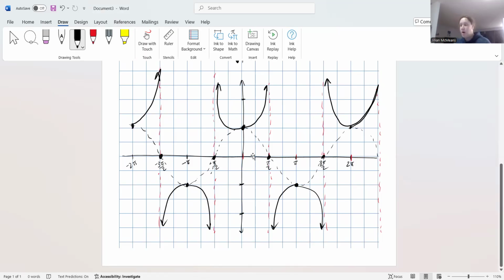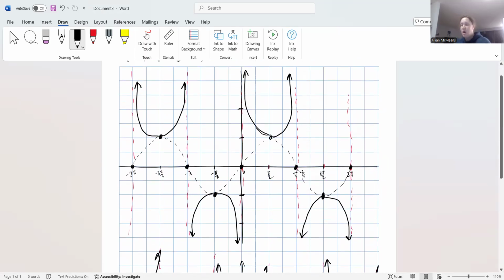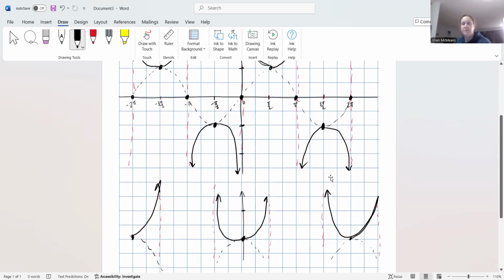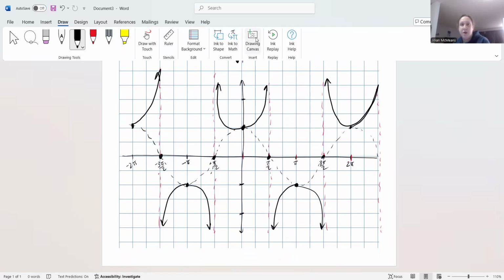And again, if I were to scroll up and show you cosecant, they almost look identical. It's just where the peaks and the valleys are. That's really the only difference. So there's secant and cosecant.